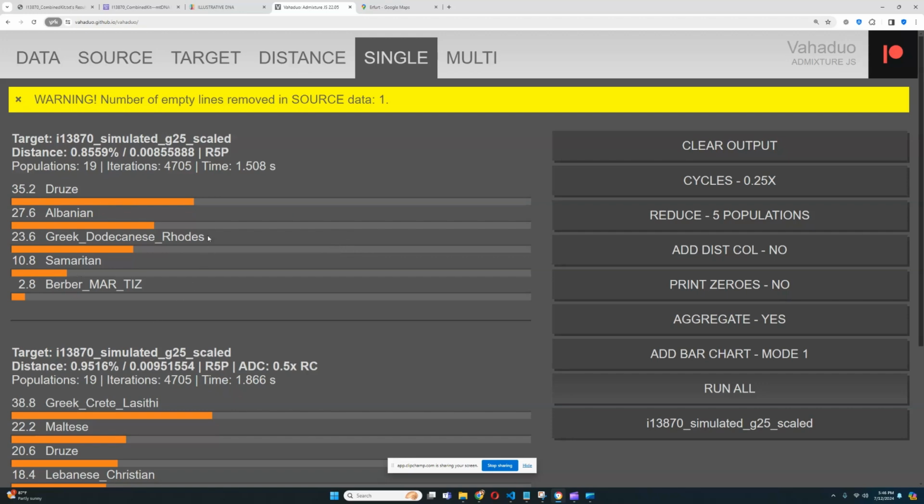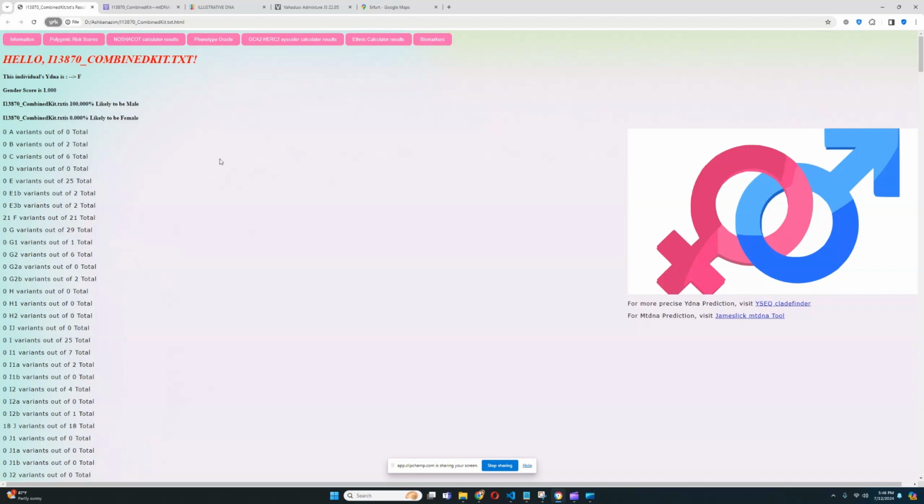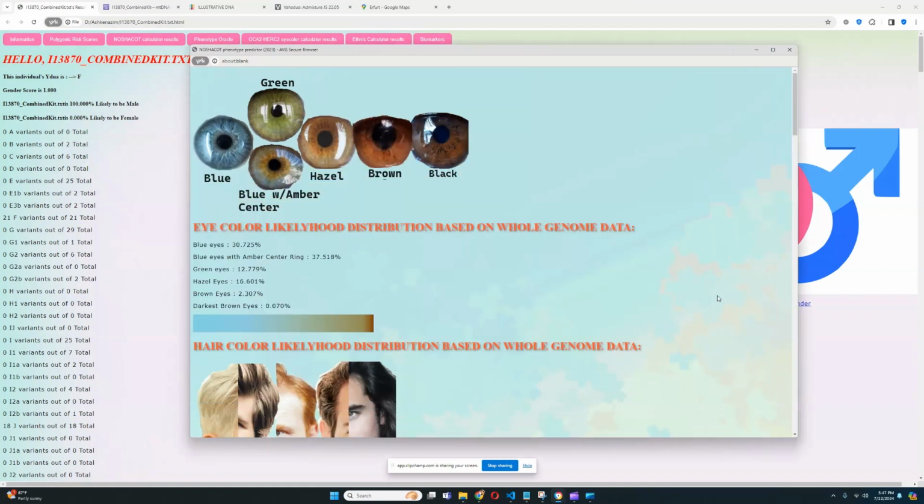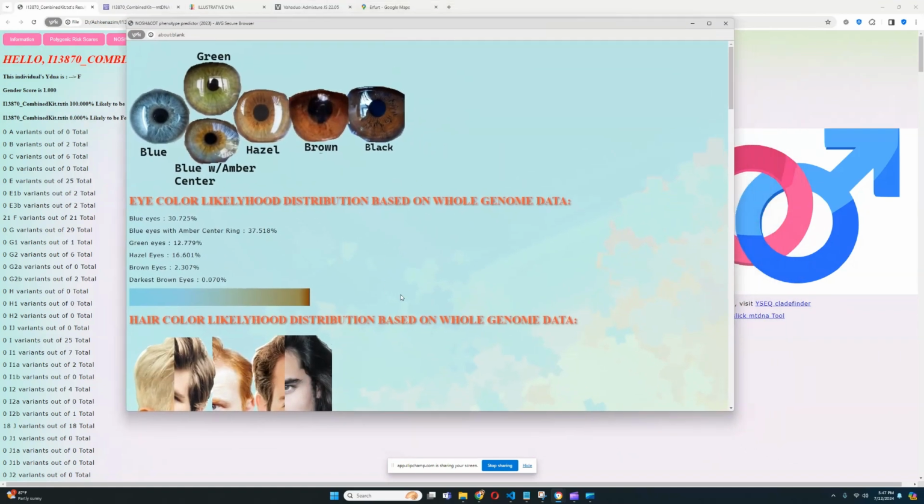Very interesting. But now we're going to get into his results with Shade Predictor, and you're going to be very surprised because he does not look Middle Eastern or Southern European whatsoever. So we're going to start with pigmentation. One thing we're going to notice is that he actually has blue eyes, or blue eyes with a neighbor center ring, which is very unusual or atypical for somebody of Middle Eastern ancestry.